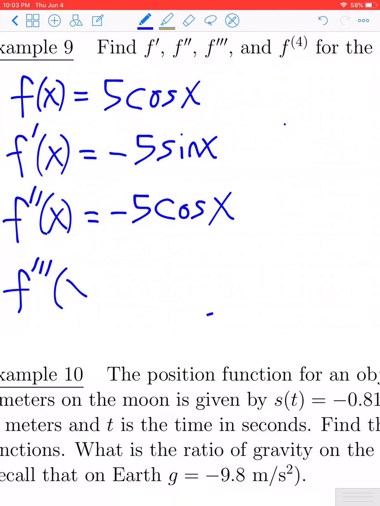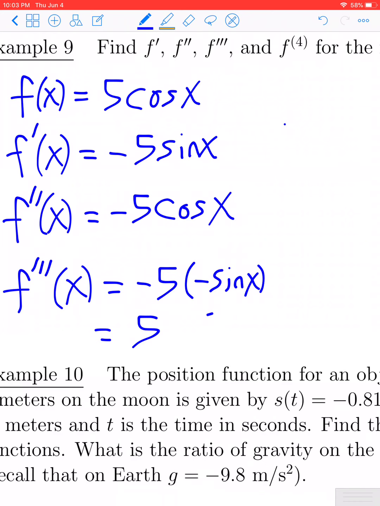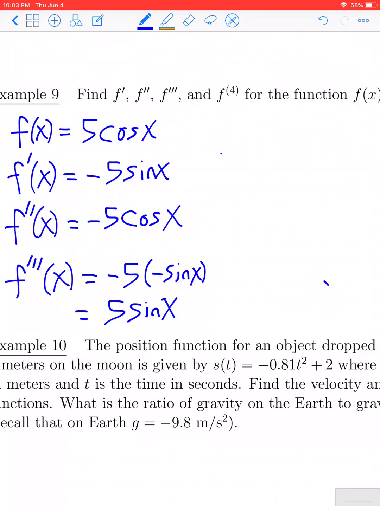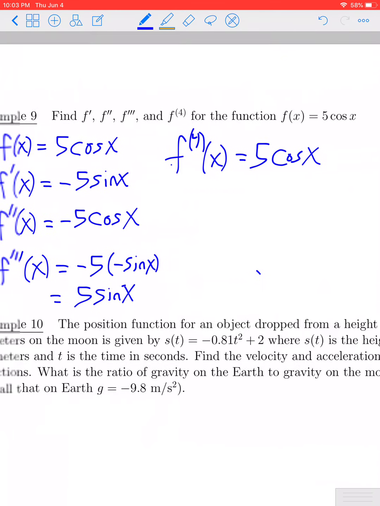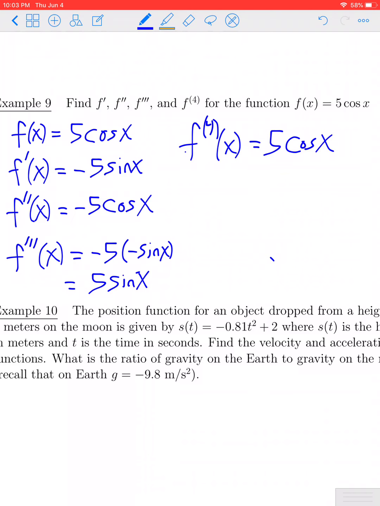If we differentiate the second derivative, then that's going to give us the third derivative. This is going to be negative 5 times the derivative of cosine, which is negative sine of x. So this is positive 5 sine x. And then if we go one more time, the fourth derivative, which we would write like this, f superscript (4) of x, the derivative of 5 sine of x is equal to 5 cosine of x. So there are our first four derivatives for 5 cosine of x.